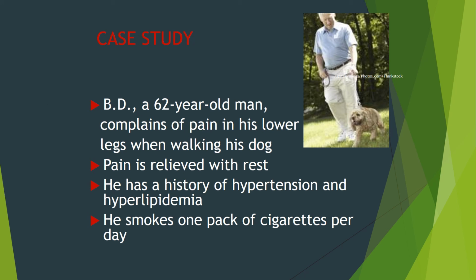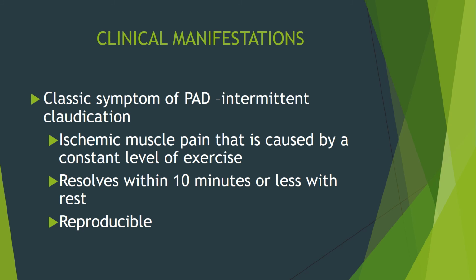We're going to have a case study that we go through while we're talking about PAD. Our case study is going to involve BD, the 62-year-old man who has pain in his lower extremities when he's walking his dog. The pain that he develops is always relieved with rest. He also has a history of hypertension and hyperlipidemia. And BD smokes 1 pack of cigarettes per day. So you can see that he does have some factors there.